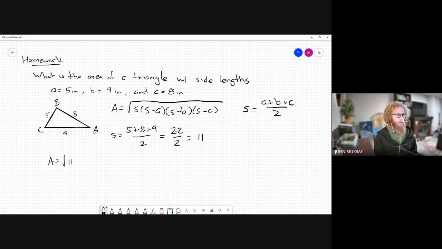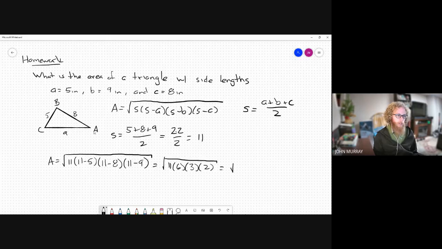So plugging in the numbers, I have 11 times 11 minus 5 times 11 minus 8 times 11 minus 9. Oops, I mixed up B and C, but that's okay. I just swapped them there. So the 8 should be there and the 9 should be there. So I'm taking the square root of 11 times 6 times 3 times 2. That's 6, 36. 36 times 11.